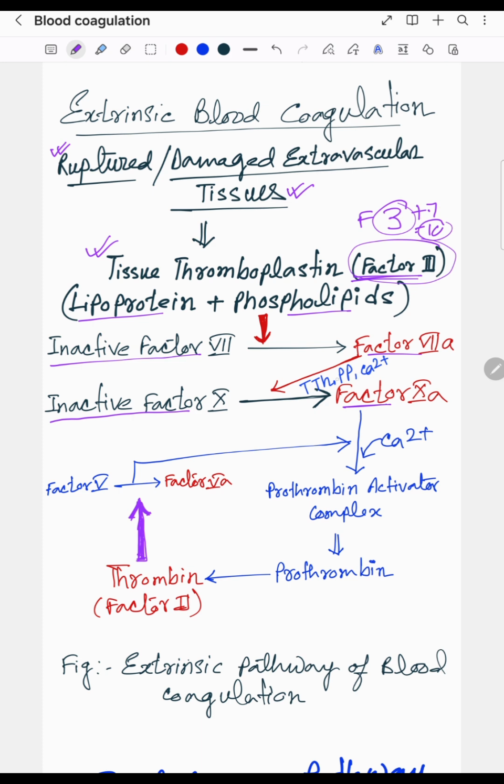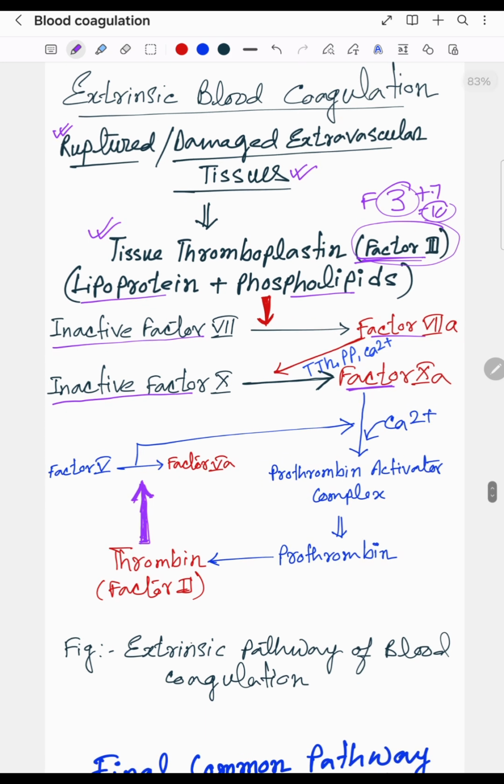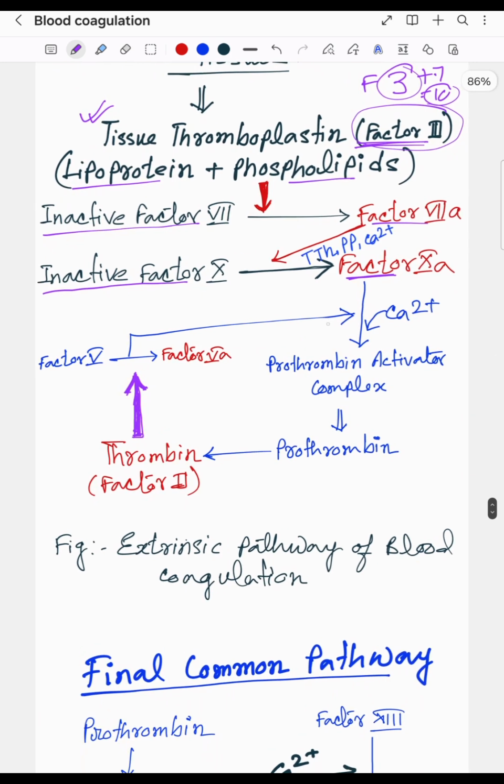Okay, so it is the factor 3 and calcium. Factor 7A, factor 3A and calcium, they combinedly activate factor 10A. And after that there will be the common step, that I have already discussed, that from factor 10A we have to produce PAC, that is prothrombin activator complex. It will be activated by two factors, factor 10A in combination with factor 5A and calcium.